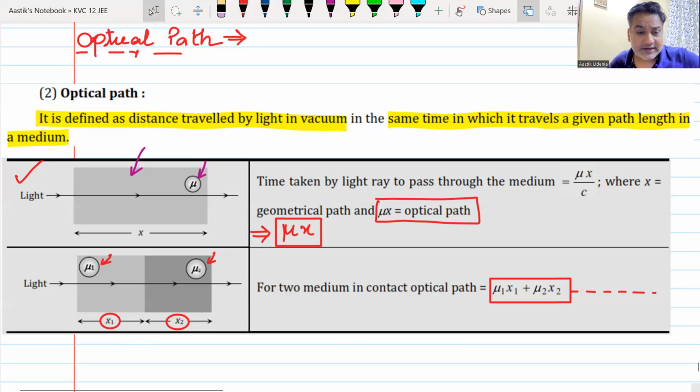That is the only thing that we need to remember about optical path. Optical path is the equivalent distance in vacuum for a given distance in any medium of refractive index mu. I'll give you 1 minute to note it down.